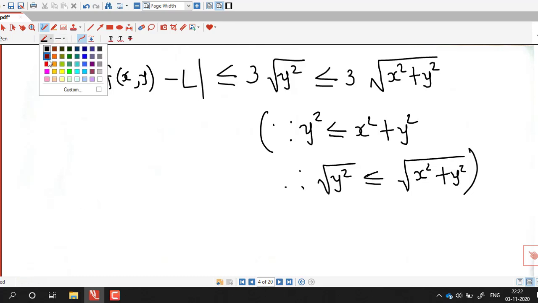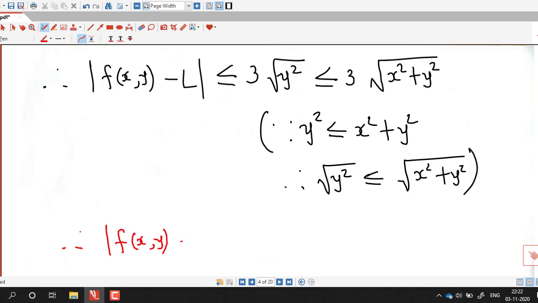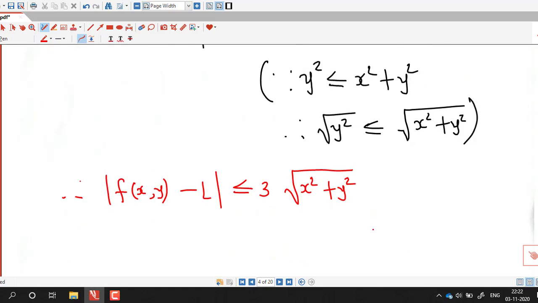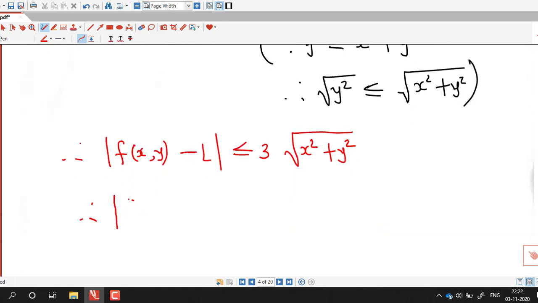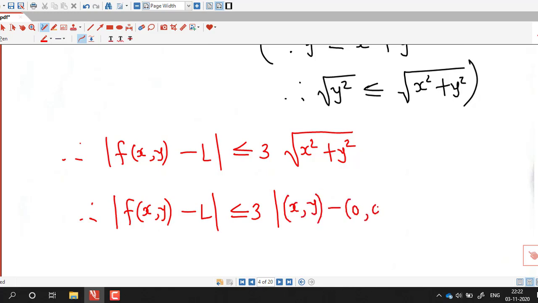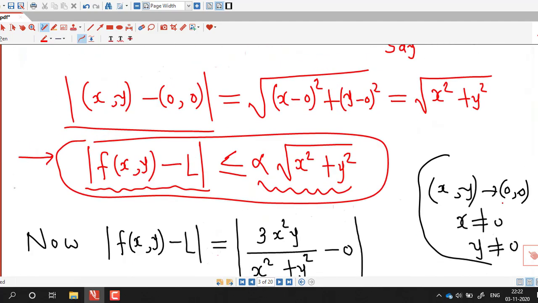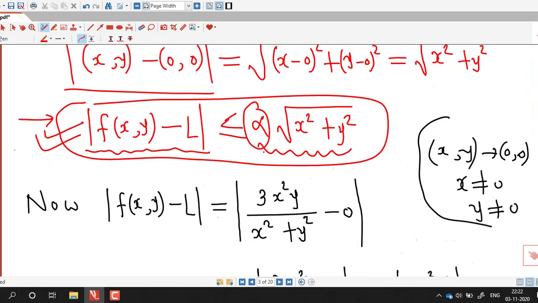So finally what we obtained is, therefore the distance between f(x,y) and L is less than or equal to 3 times square root of x square plus y square, or we can say that the distance between f(x,y) and L is less than or equal to 3 times the distance between (x,y) and the origin. So we give this number 1. So you can see we are able to prove this inequality, and here we obtain alpha equal to 3.